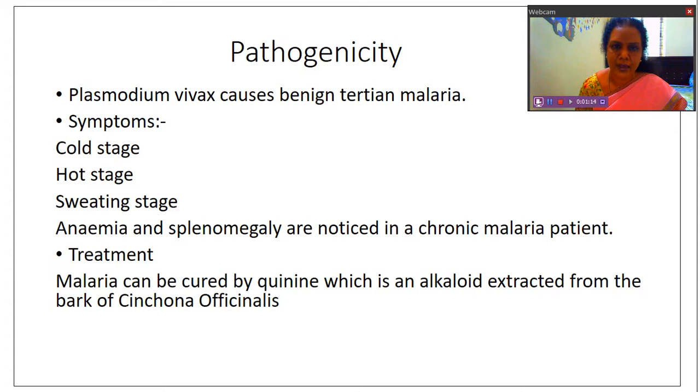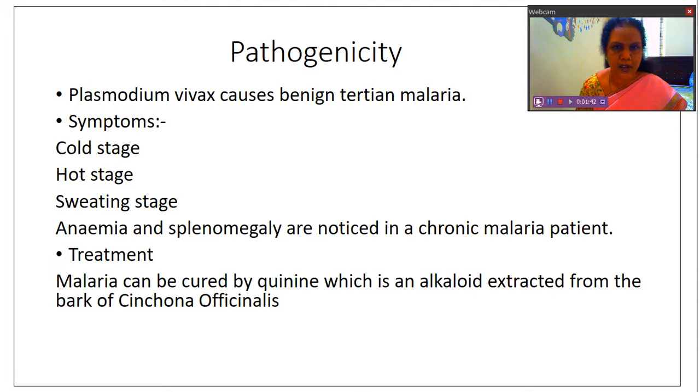And sometimes, if the disease continues for a long time, it leads to anemia. Anemia means loss of blood. Why loss of blood? Because these parasites are destroying our RBC. It is eating on hemoglobin. So we'll get anemia and splenomegaly. Splenomegaly means abnormal enlargement of our spleen.